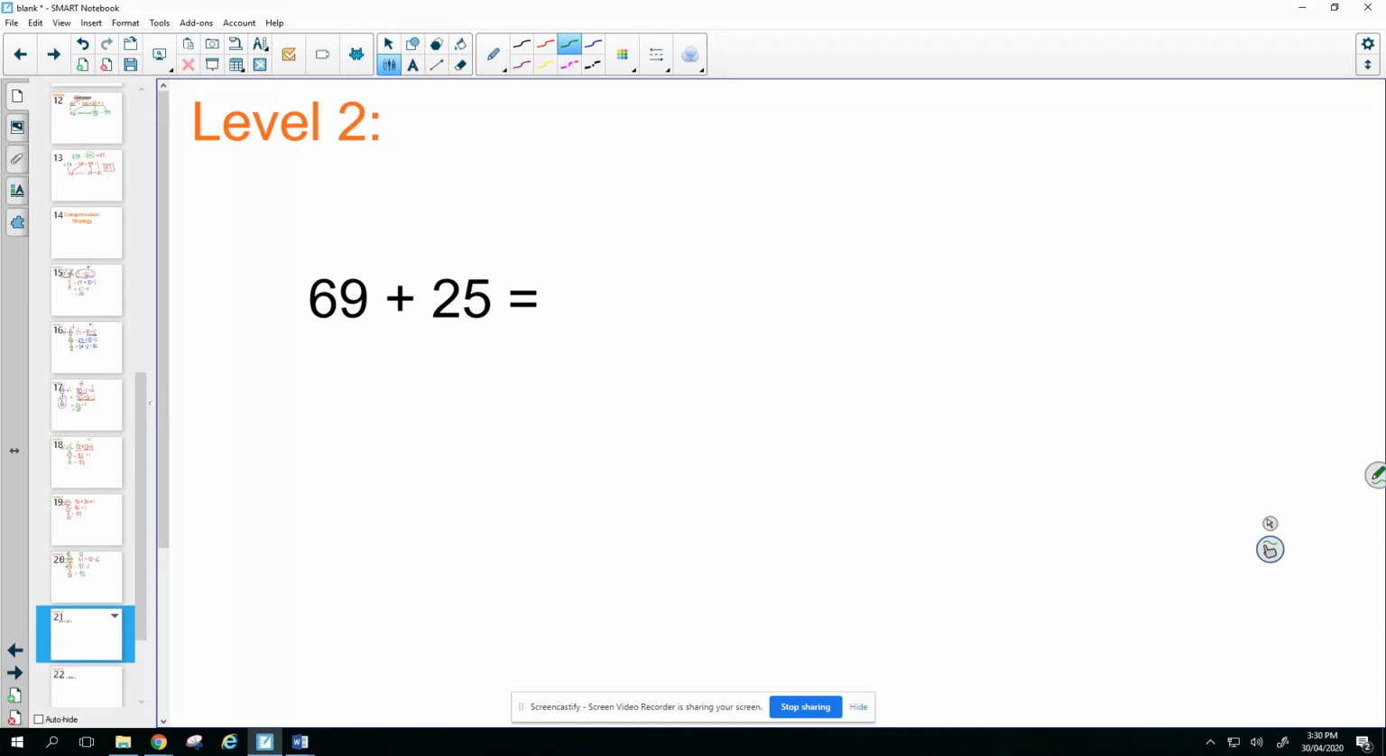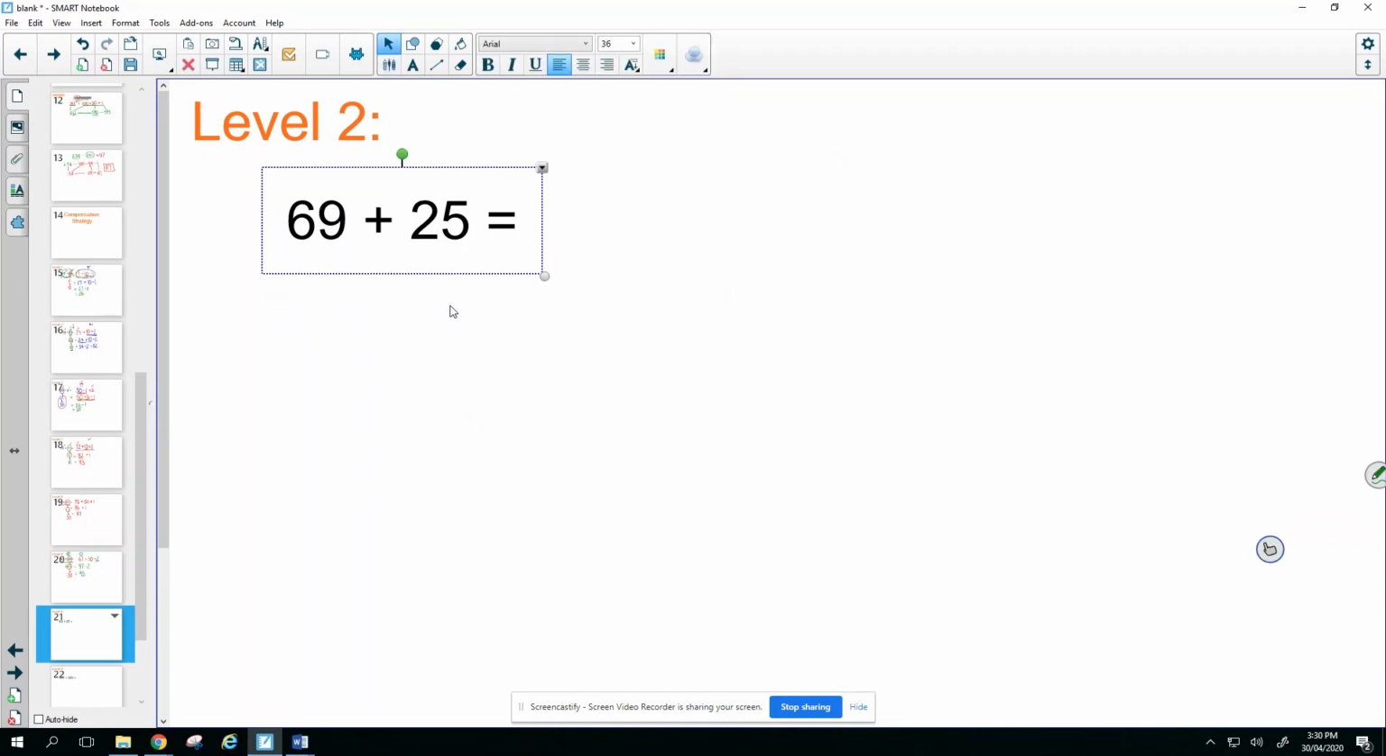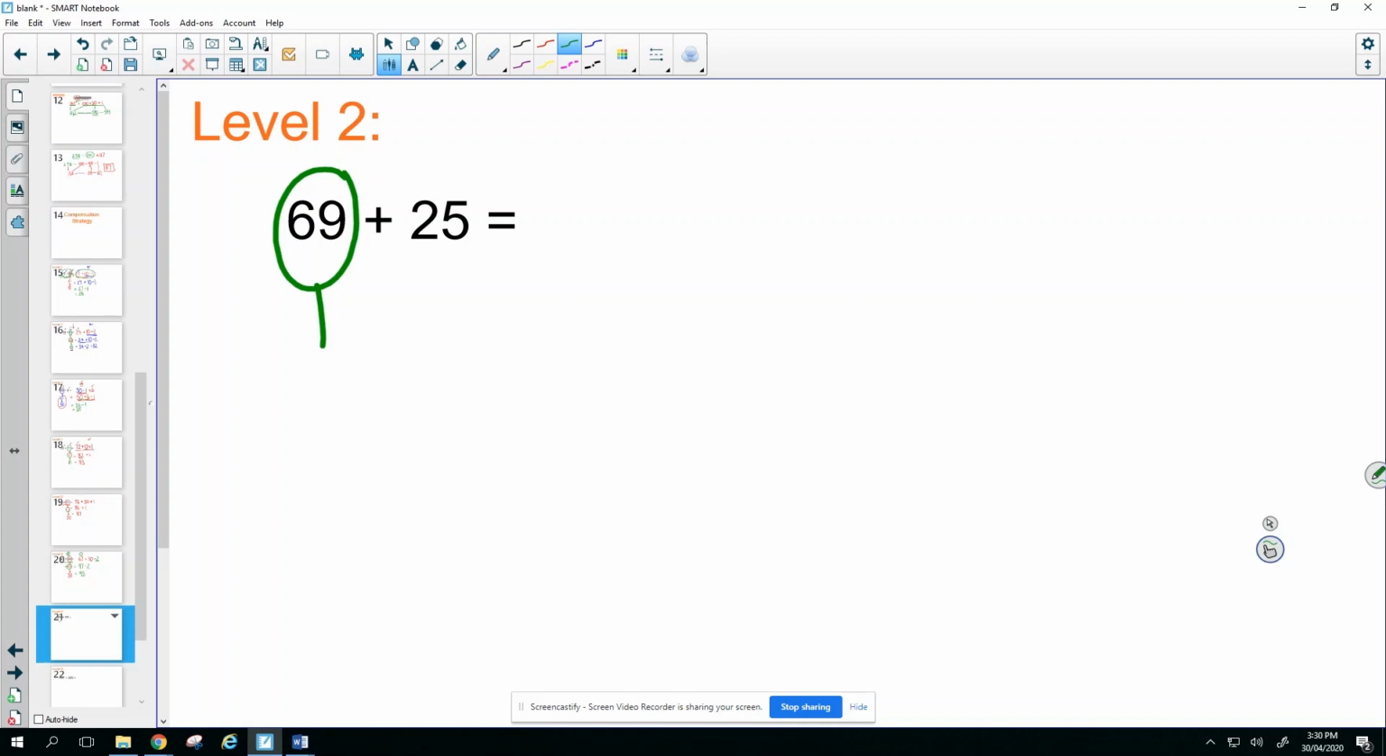Level 2, again, I'm going to move it up. I should have moved these all up before, just trying to get you to see them time and time again. You can always stop this video and have a go yourself. So let's have a look at this one. I'm going to focus now. I can see 69 and 25. I'm going to focus on the 69. I'm going to change that to 70. It's so close to 70.